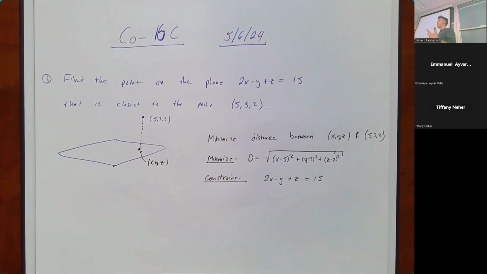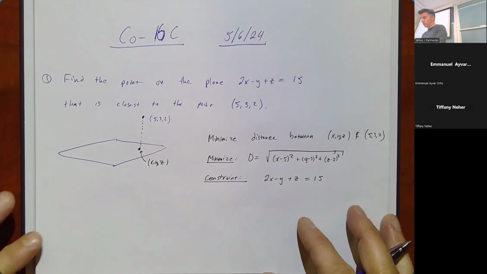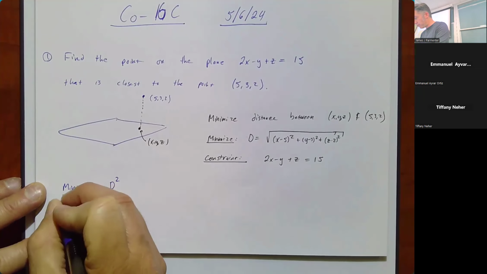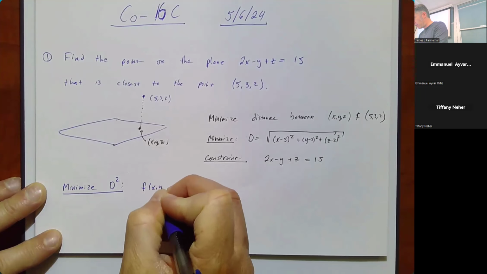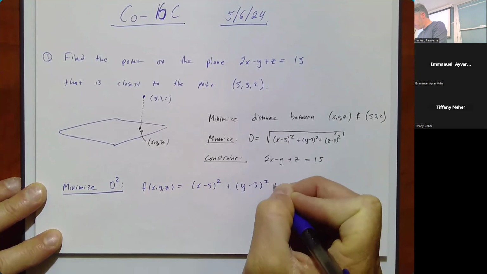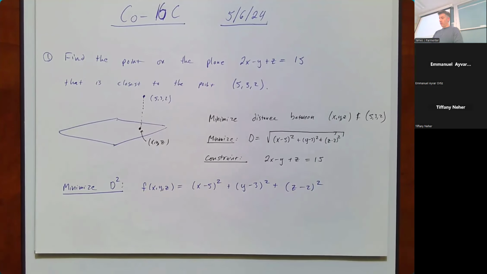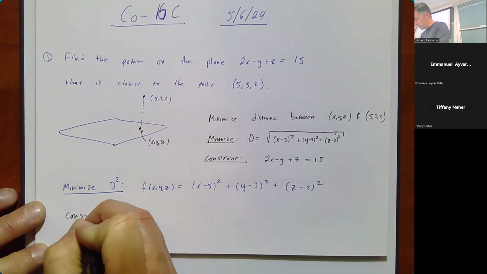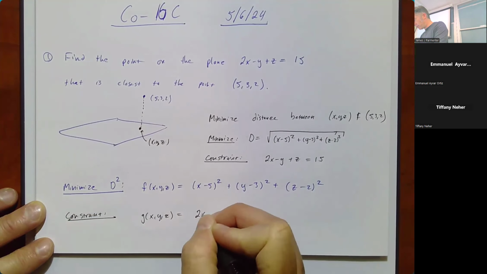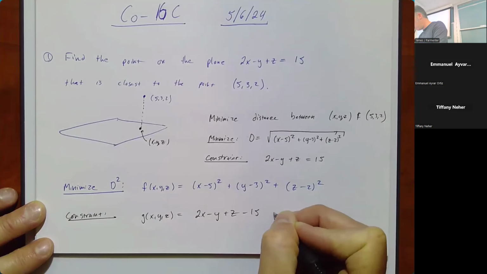One thing I'll say is whenever you're trying to minimize a distance, or I suppose maximize, although almost always when you're trying to do something with distance, you're usually trying to minimize it. It is just as good to minimize the square of the distance. So what we're really going to do is minimize the distance squared, which we're going to write as f of x, y, z equal to x minus 5 squared plus y minus 3 squared plus z minus 2 squared. And our constraint, I'm going to write it in the typical way where we want it equal to 0, is going to be g of x, y, z equal to 2x minus y plus z minus 15, and we're going to set that equal to 0.